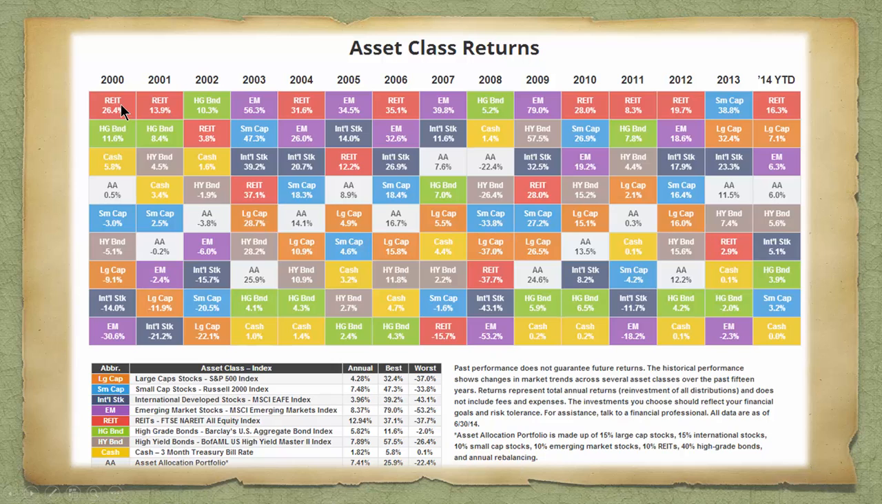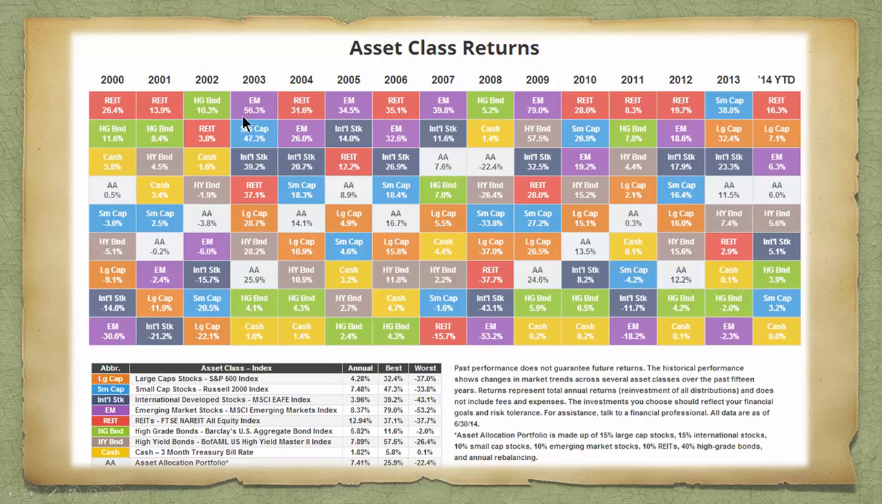So the REITs or real estate investment trusts are in red, high-grade bond in green, cash in yellow, small cap in blue, high-yield bond in gray, large cap stocks, which are the S&P 500 in brown, international stocks in darker blue, and the emerging market stocks in purple. Now those are stocks from China, Russia, India, Brazil, countries like that. So they're ranked top to bottom, so the best performing asset class that year is at the top and the worst is at the bottom.